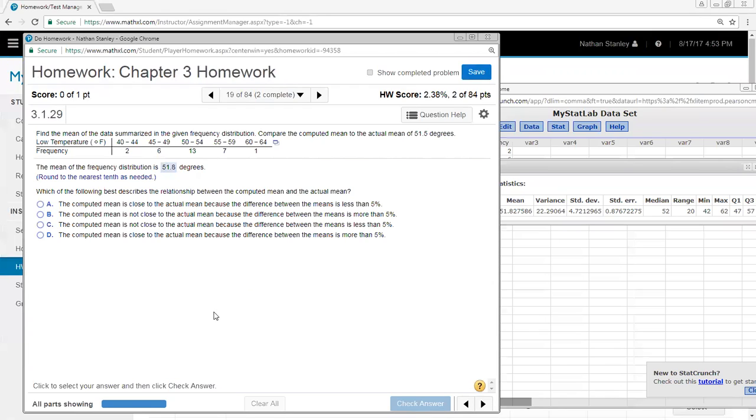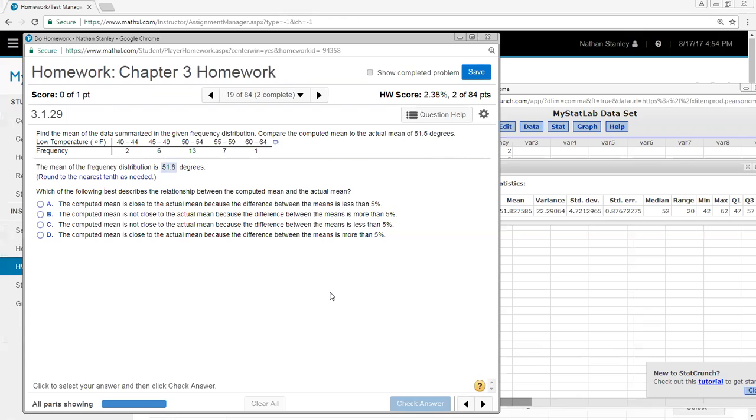So then the follow-up question, which of the following best describes the relationship between the computed mean, computed from this frequency table, and the actual mean of 51.5? Well, I would say 51.8 is pretty darn close to 51.5. Well, what's that difference percentage-wise? What is the difference between those? Well, if you look at the difference between 51.5 and 51.8, what's that, a difference of 0.3? That's a difference of 0.3. Well, what percent of 51.5 is that difference of 0.3?